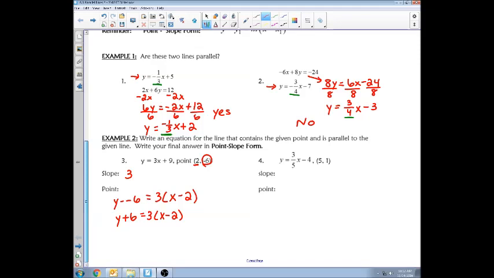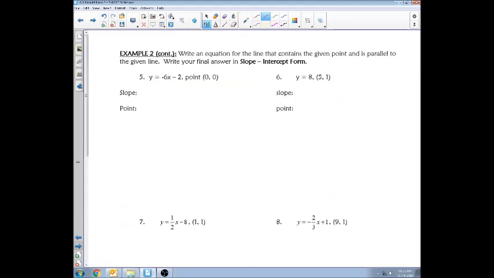Okay. On to problem 4. What's my slope? So it's attached to the x, so 3 over 5 is my slope. I have to write this in point-slope form, so y minus y1 would be positive 1 is equal to 3 over 5. X minus x1, in this case it would be 5. So it is written in point-slope form. I am good. All right. Moving on to the back.